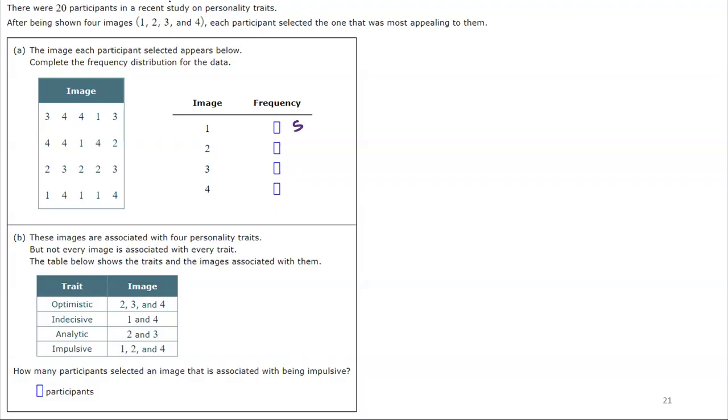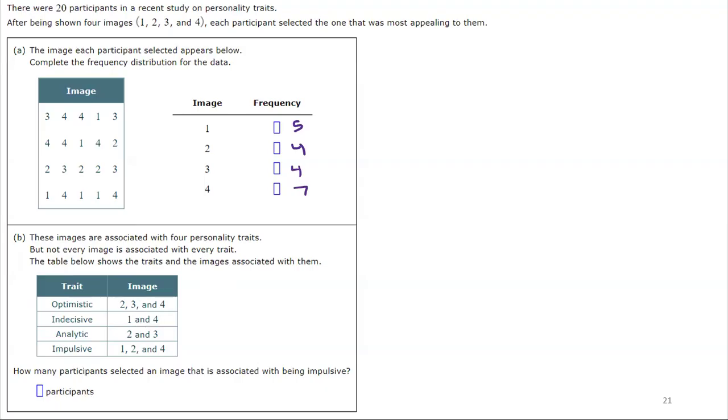So this would be 5, 4, 4, and 7. Okay. All right, so let's look at part B. These images are associated with four personality traits, but not every image is associated with every trait. The table below shows the traits and the images associated with them. The first column talks about the trait, and the second column talks about the image.